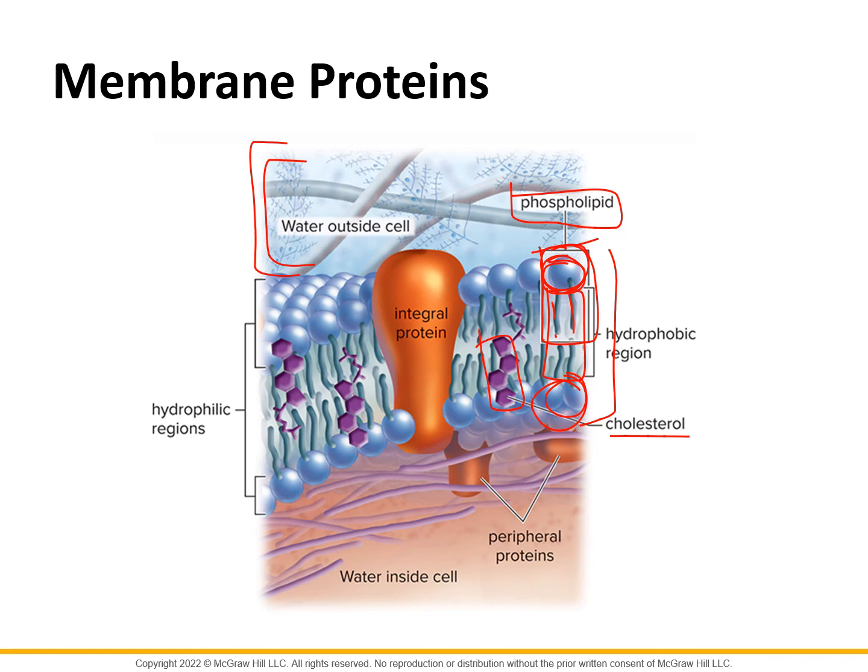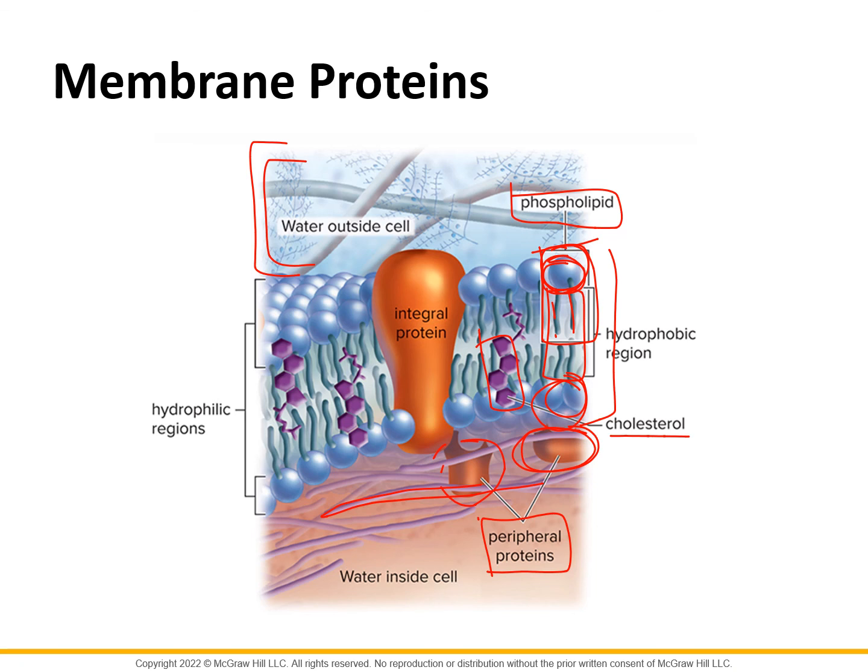All right, the last thing I want to talk about are the proteins. And there are two types of proteins, peripheral proteins. Peripheral proteins are found on the inside of the cell membrane, on the inside of the cell. And they can be used for attachment, attaching to the cytoskeletal fibers, or they can be enzymes, catalyzing reactions. So those are the peripheral proteins.